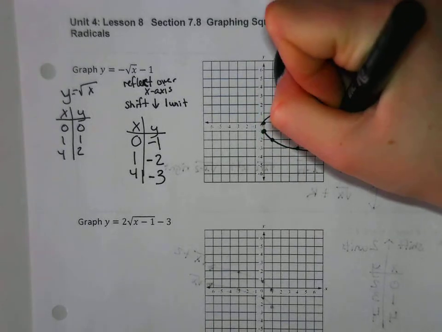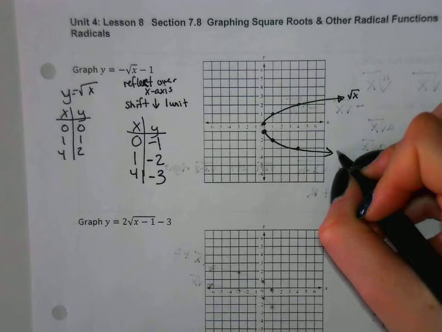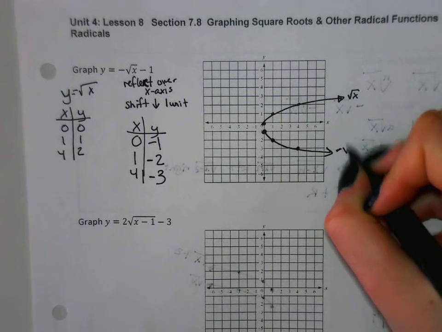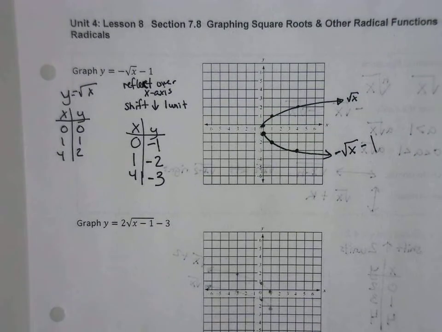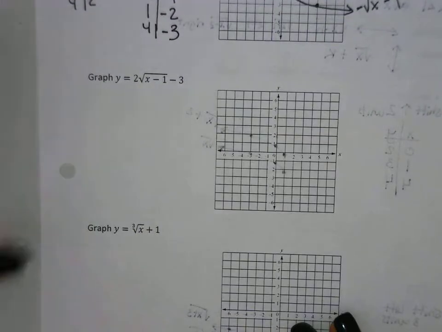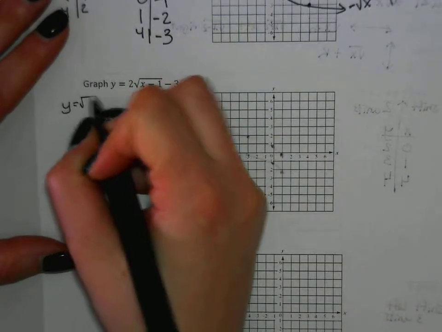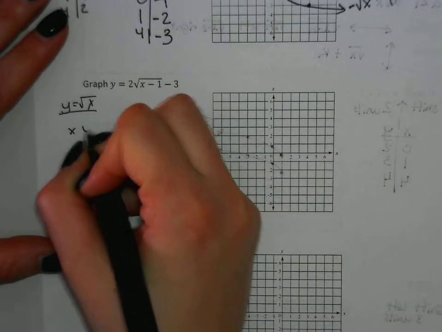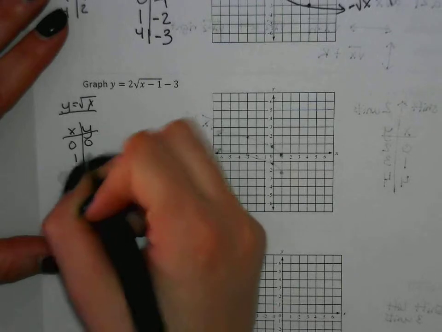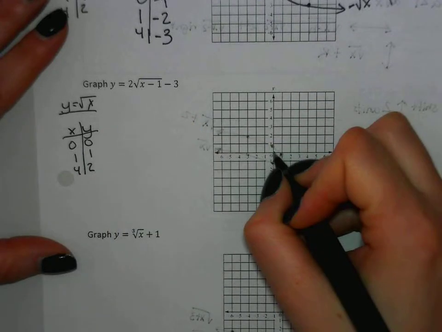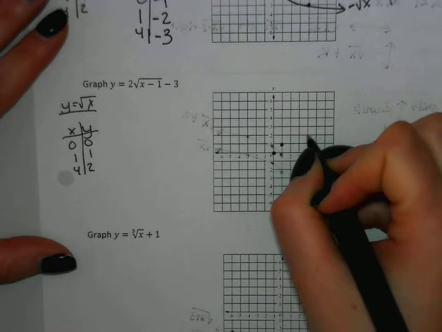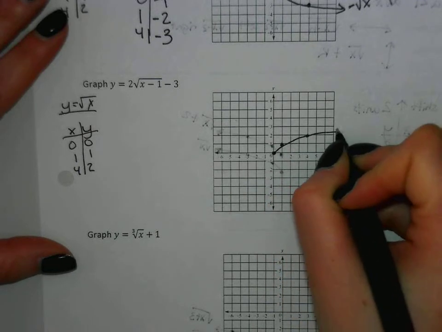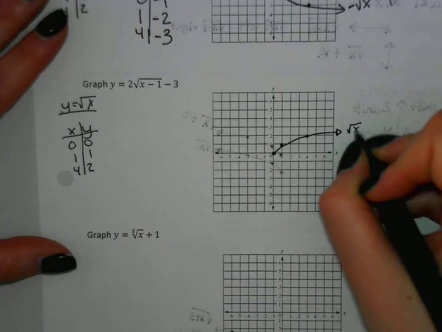So as you can see, it's been reflected, and it's shifted down. So this is the negative square root of x minus 1. Alright, let's look at our next one. Parent function. So we're going to have (0, 0), (1, 1), and (4, 2). So this is square root of x.